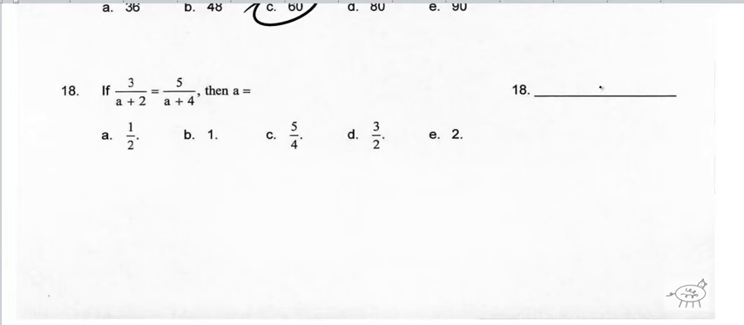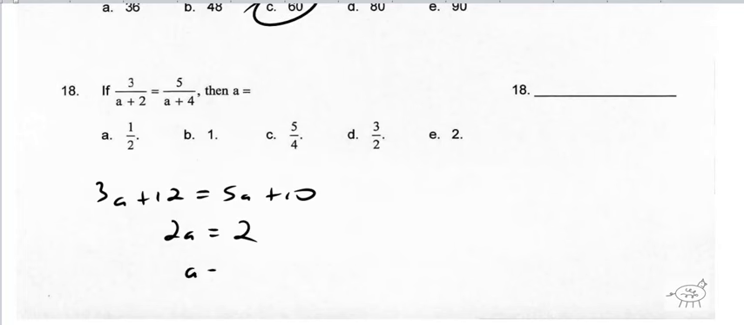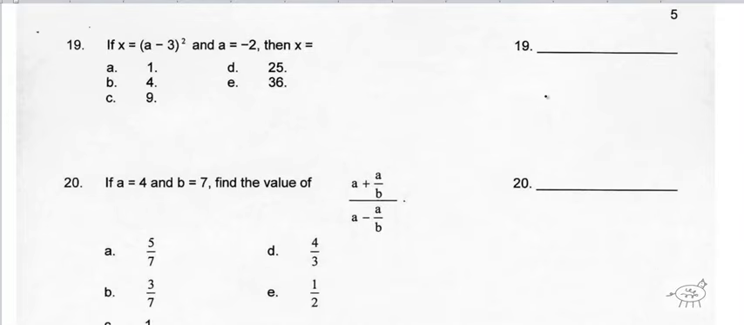18. We're going to cross multiply again. That was really easy. So 3a plus 12 equals 5a plus 10. Move the 3a over, so it gives me 2a. And move that over, and it gives me a 2, so a is 1, which is B. And 19, move it along here.